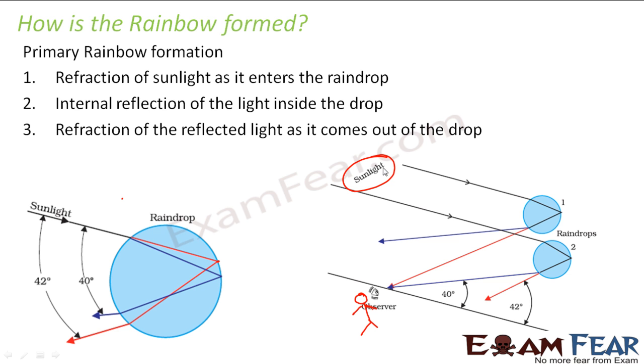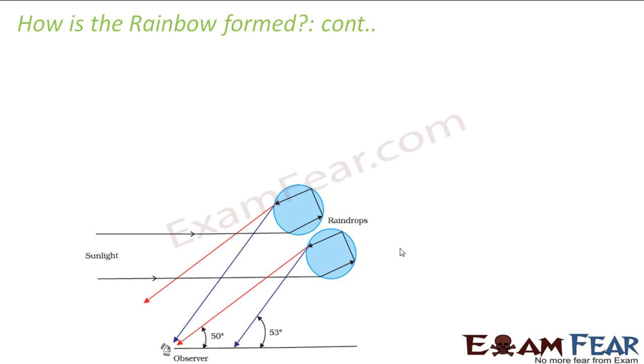That is because sunlight comes from here and falls on the raindrop, and then whatever is coming from the raindrop, if that reaches your eye, only then you will be able to see the rainbow. So if you stand in such a way that your back is towards these raindrops, that means you are facing the sun. In that case, you will not be able to see the rainbow, because these rays coming out of the raindrops will not be able to reach your eye, right?